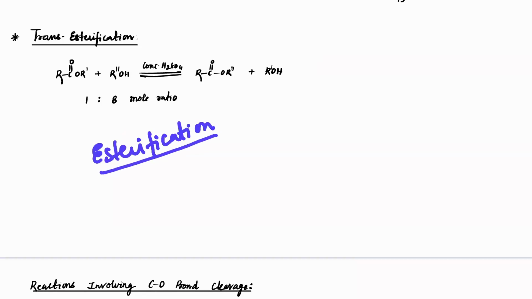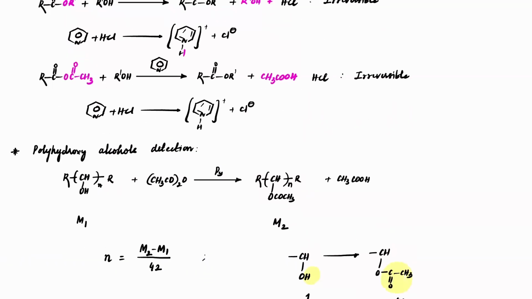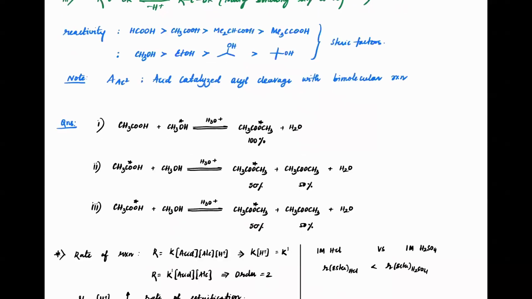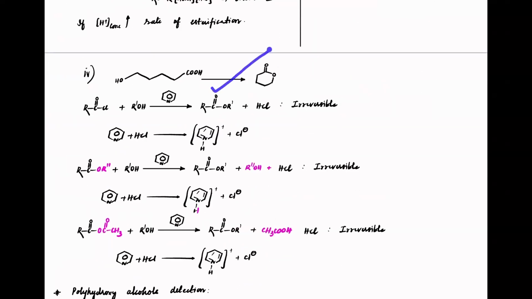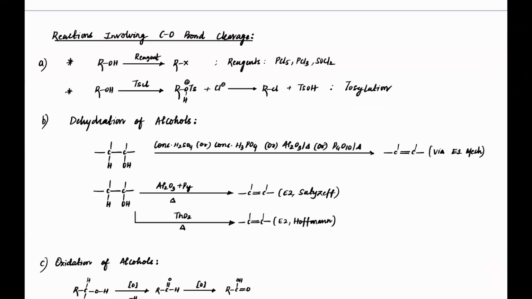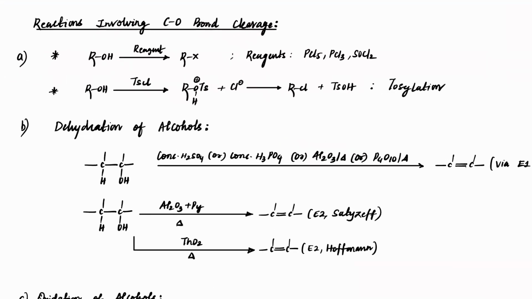If you try to recall, these are a few examples of esterification reactions. We saw how the rate of the reaction changes, how increasing the concentration will increase the rate, and if you want to drive the reaction in the forward direction, what we need to do. These were some things which we learned. Now, today we'll focus mainly on carbon-oxygen bond cleavage.